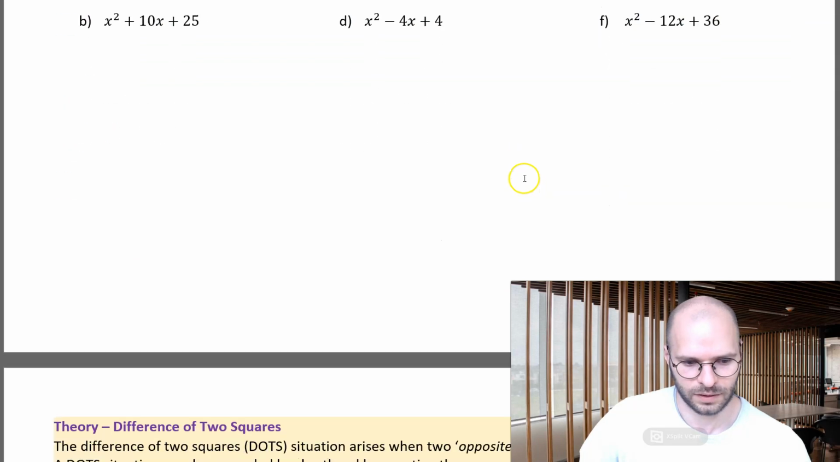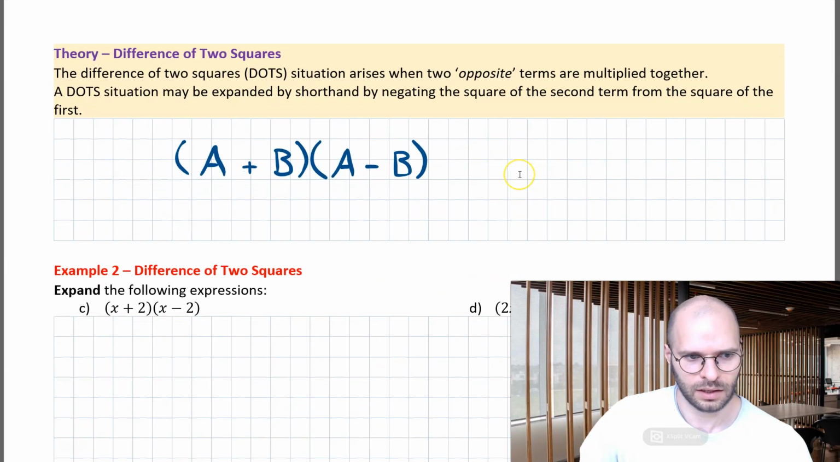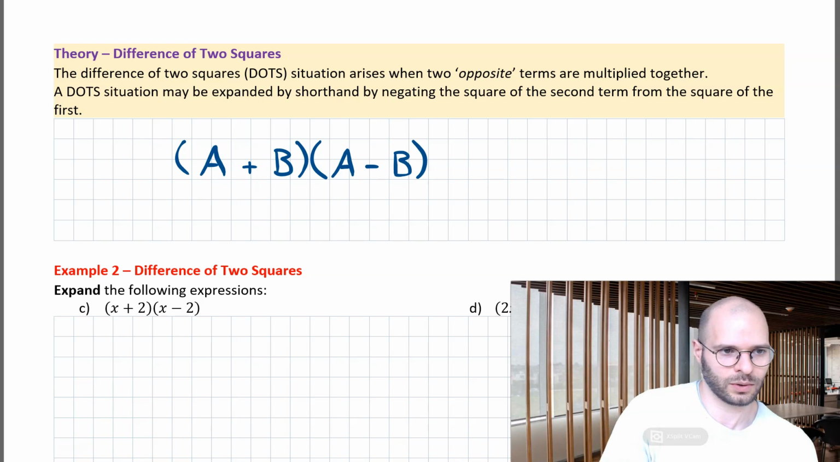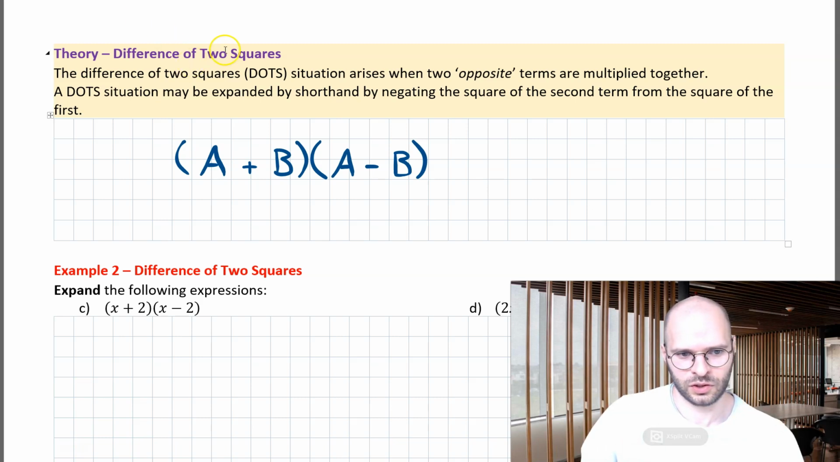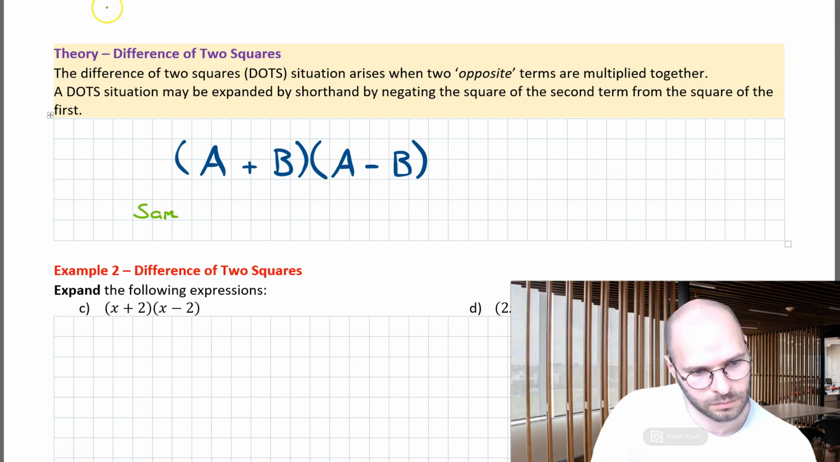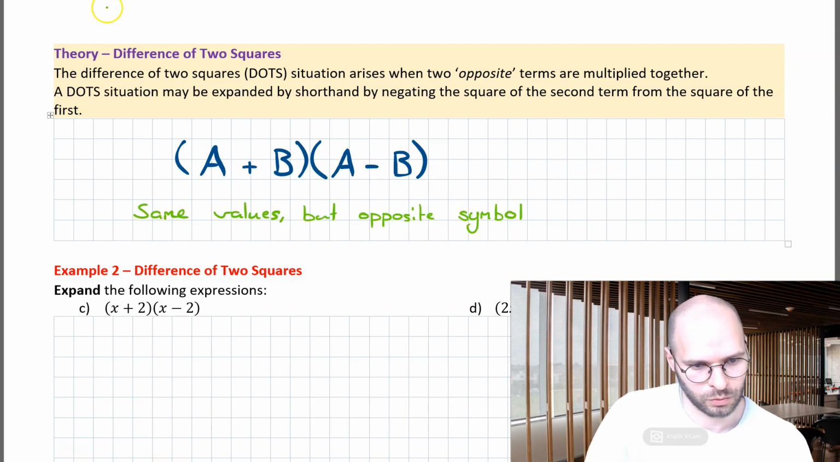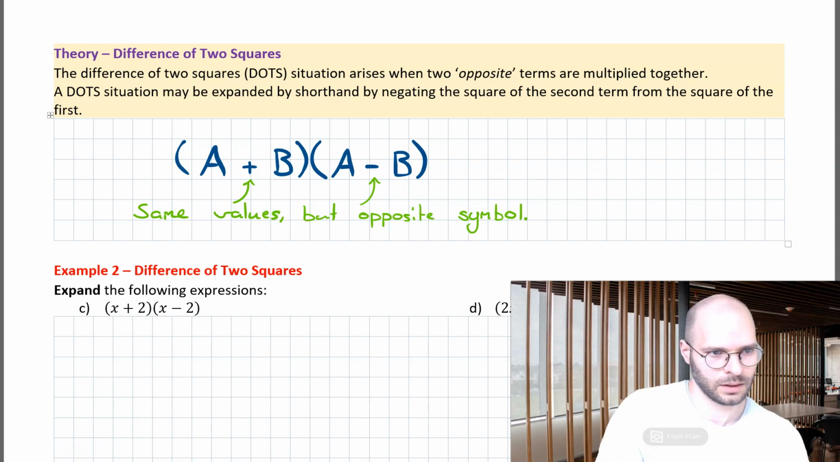Okay, let's look at something a little bit different. Let's have a look at the difference of two squares situation. The difference of two squares situation, acronymed as DOTS, arises when two opposite terms are multiplied together. If we consider we have a plus b, a minus b, they're opposite because you've got the plus and the minus. So we've got the same values, a and b, but we've got the opposite symbol or operation.